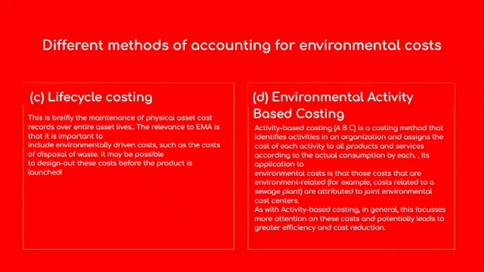D. Environmental activity-based costing. Activity-based costing is a costing method that identifies activities in an organization and assigns the cost of each activity to all products and services according to the actual consumption by each. Its application to environmental costs is that those costs that are environment-related, for example, costs related to a sewage plant, are attributed to joint environmental cost centers. As with activity-based costing in general, this focuses more attention on these costs and potentially leads to greater efficiency and cost reduction.